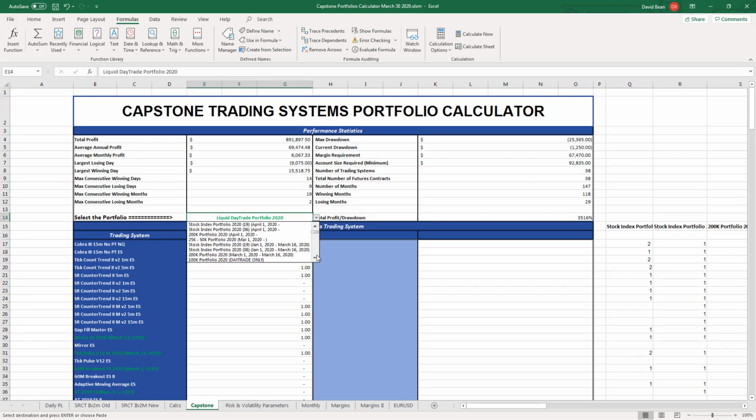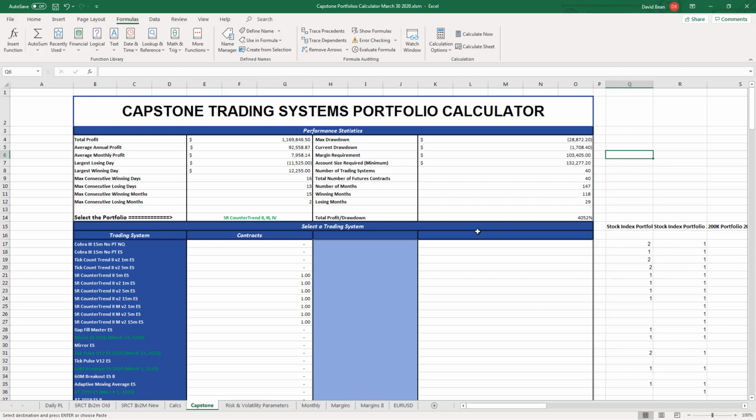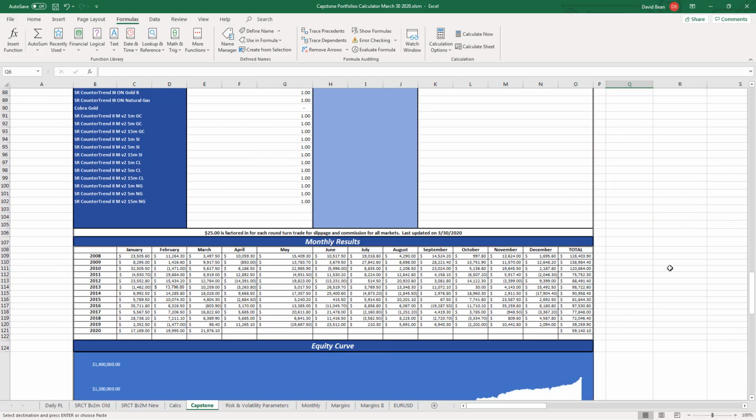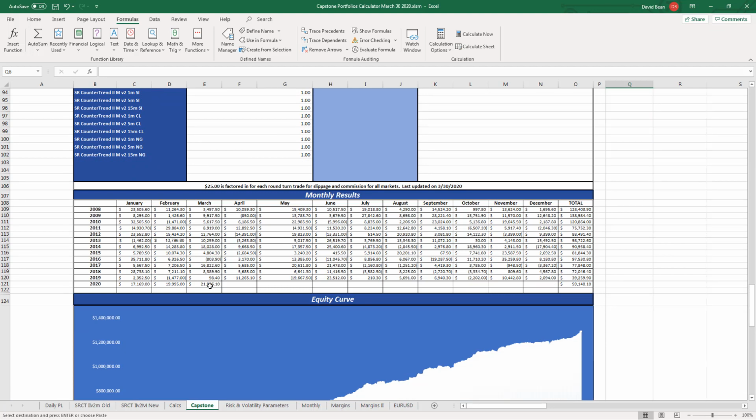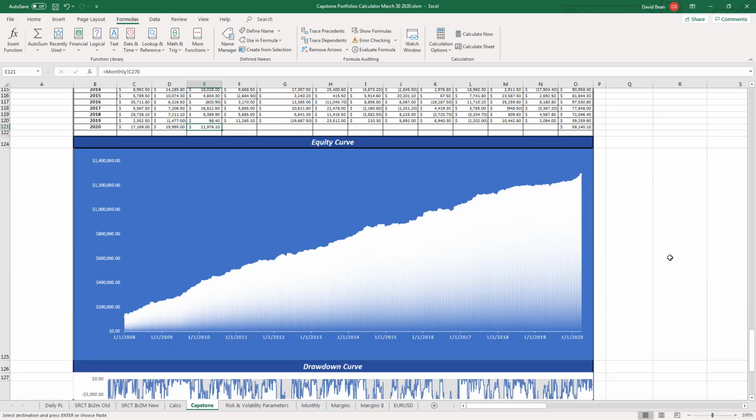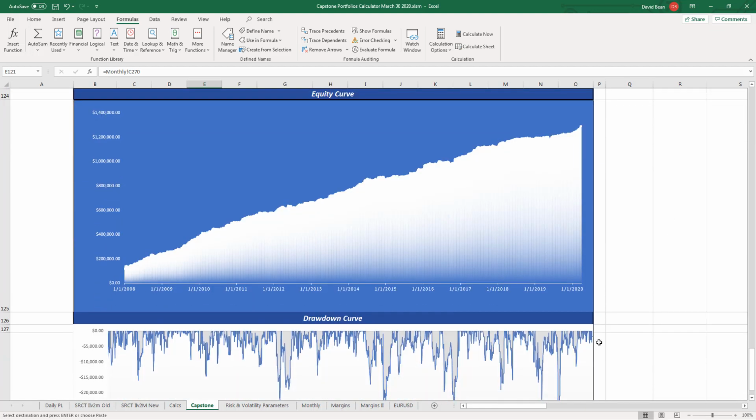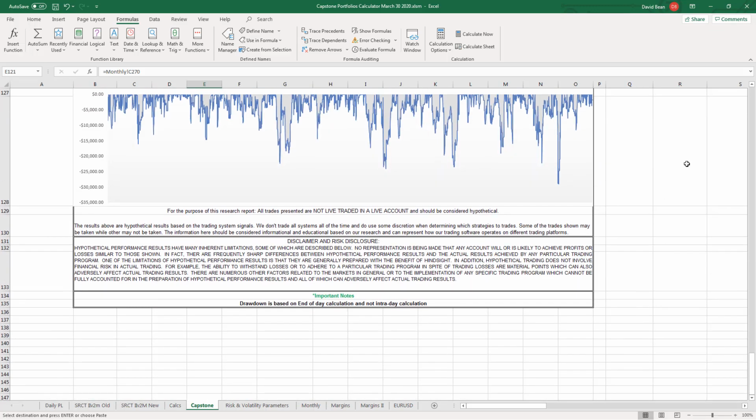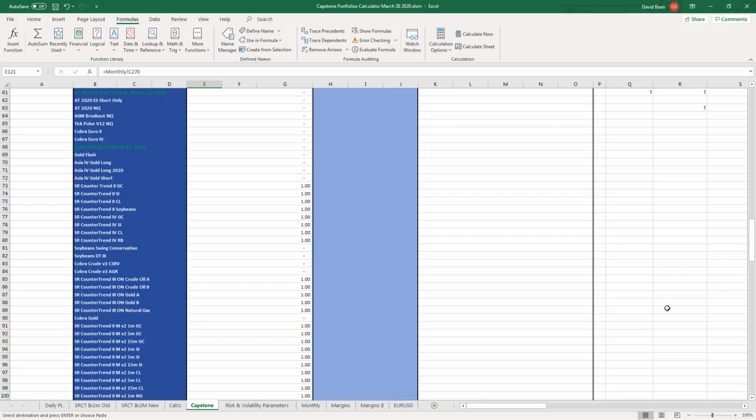Let's look at the SR counter trend portfolio. The SR counter trend portfolio is all the SR counter trends, 2, 3, and 4. It did 21K in March. It just acted like a normal portfolio. You see very little drawdown. Really nice results. These things are cyclical.